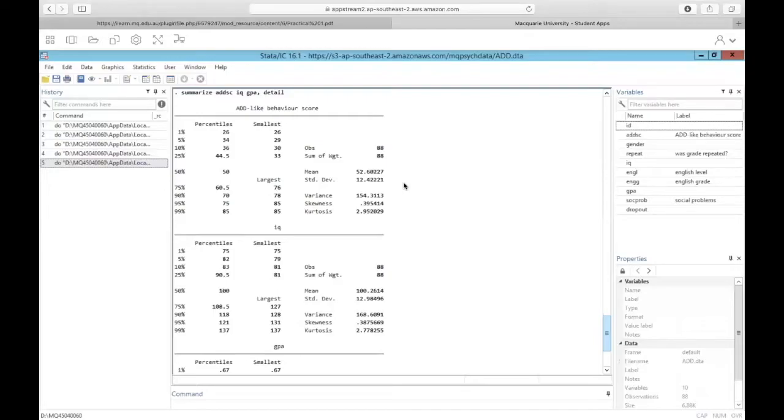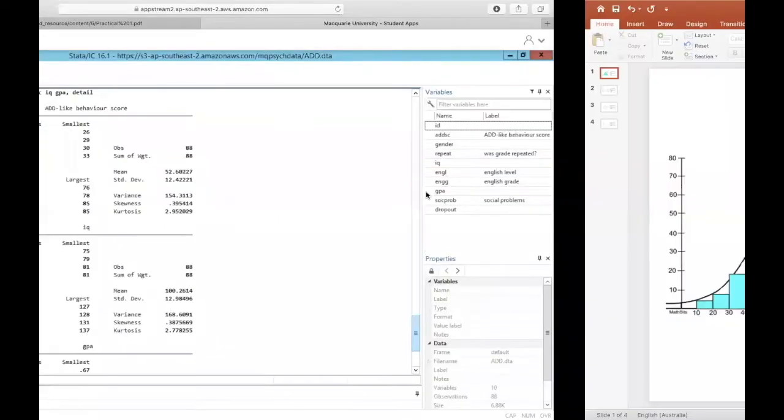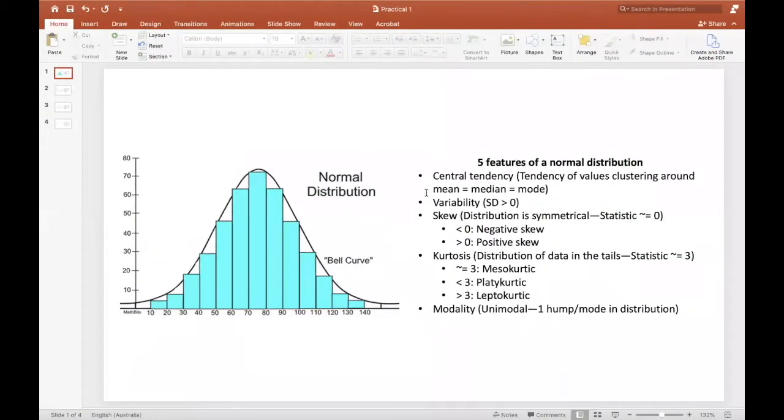So now let's talk about what these values actually mean for us. Why does it matter what our median, our mean, and our mode are? And what do these skewness and kurtosis statistics actually represent? Okay, so I'm going to pop over into PowerPoint.